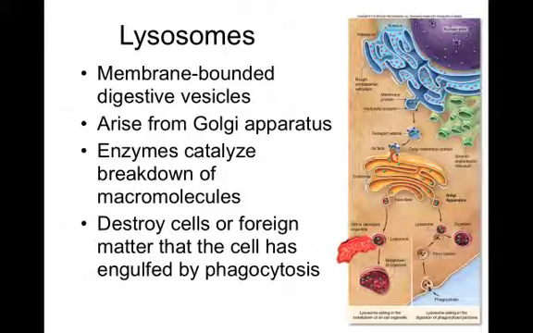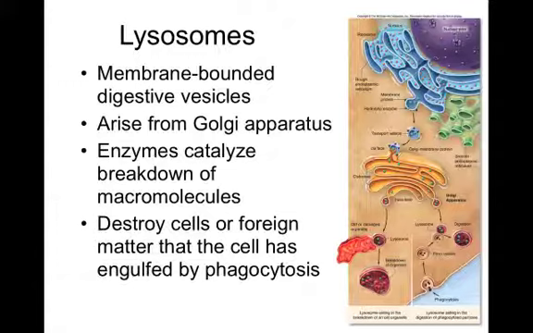One final component of the endomembrane system are lysosomes. These are membrane-bound digestive vesicles. They're basically specialized vesicles that are filled up with enzymes that catalyze the breakdown of macromolecules and other substances. They arise from the trans phase of the Golgi apparatus, and they'll fuse with either old cell organelles and digest the old cell organelles, or they'll fuse with other vesicles that have been engulfed by the process of phagocytosis. Once they fuse with the food vesicle, they're able to digest the components within it.